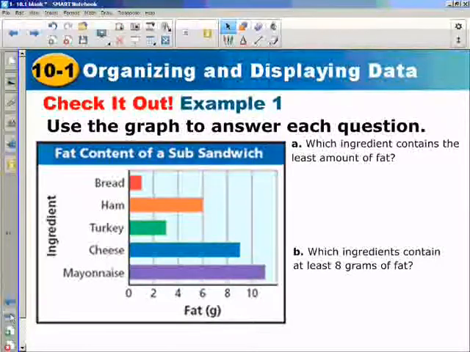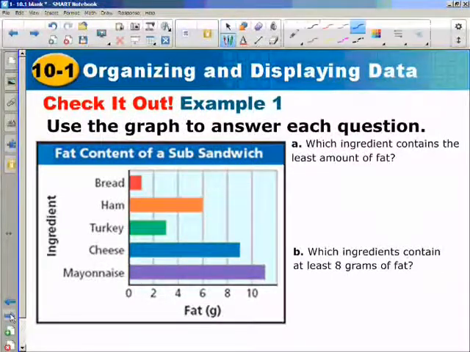Another graph with ingredients and determining how they compare in terms of fat, which ingredient contains the least amount of fat. We'd look for the shortest bar here, and we'd see that it's bread. Which ingredients contain at least 8 grams? We'd find 8 and look at all values that are to the right of that. It looks like cheese and mayonnaise.